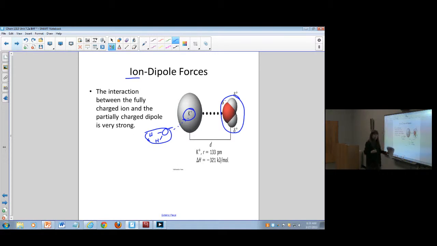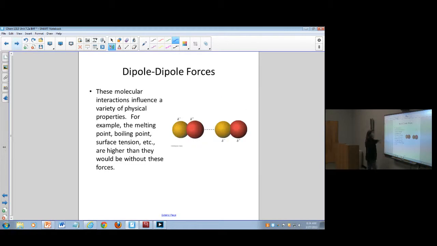That's a really strong attraction because you've got a full charge from some ion, or maybe a full positive 2, or even a full positive 3, or maybe a full negative 3. Whatever, you have a full charge here, and so anything else around that's charged is going to be attracted, even if it's only a little bit attracted. So those are very, very strong ion-dipoles. And remember, dipole just means polar. It really just means a polar molecule.